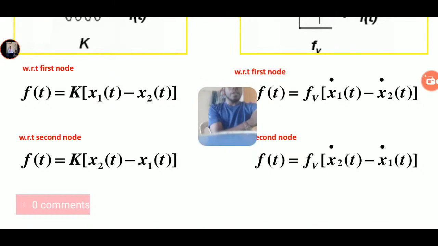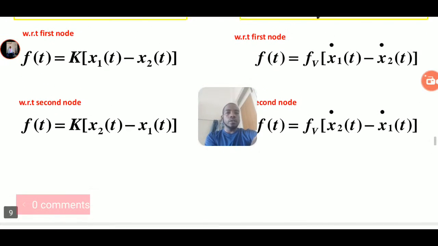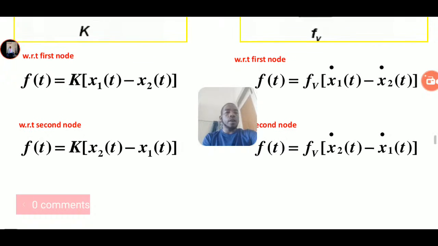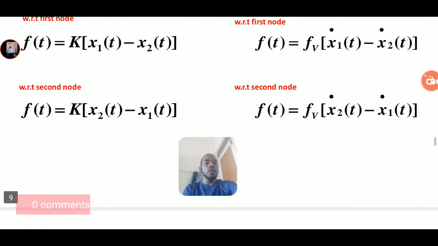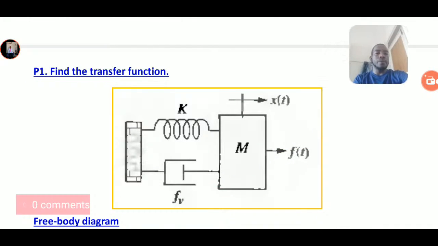Now according to the second node, for a spring constant, f of t is equal to k times x2 of t minus x1 of t. This is for the spring constant with respect to the second node. The second node is x2 of t. For the viscous damper with respect to the second node, f of t is equal to fv into x2 of t minus x1 of t.